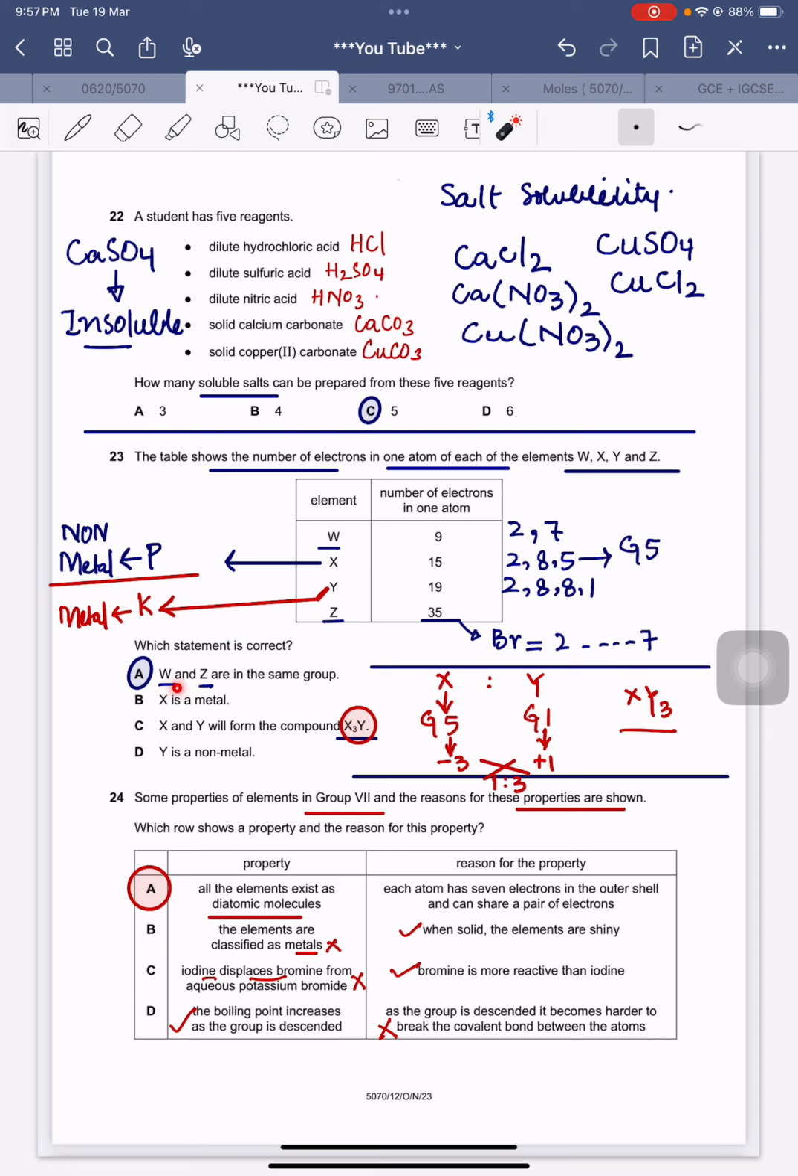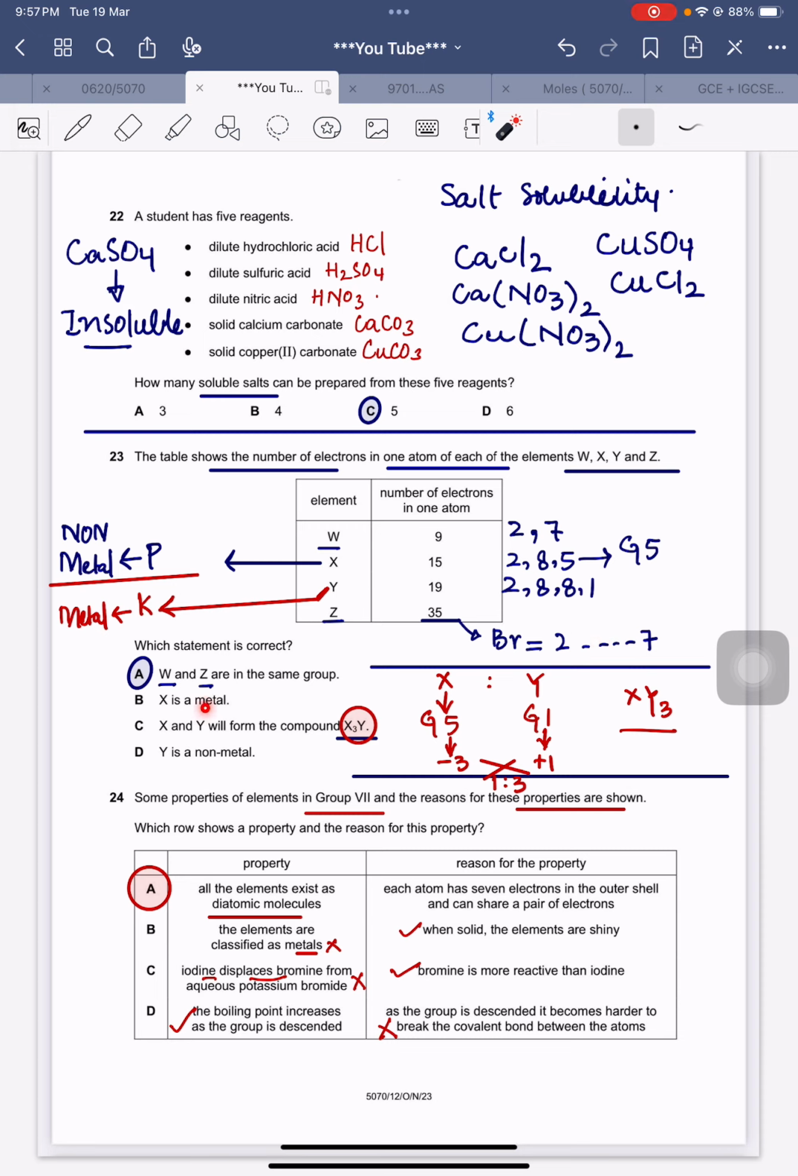Which statement is correct? W and Z are in the same group. Let's see. W is having 7 electrons in its outermost shell, whereas Z is also having 7 electrons in its outermost shell. Yes, this can be the same thing because all the elements of the same group have the same number of electrons in their outermost shell. So we can say that W and Z are in the same group.